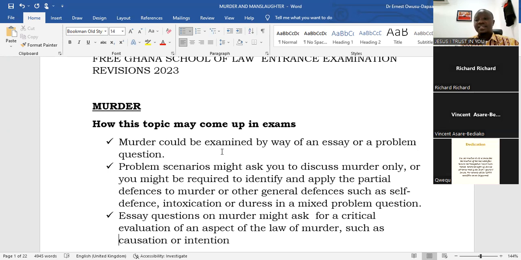Now, in terms of an essay type question relating to murder, you might be asked to do a critical evaluation of an aspect of the law of murder, maybe such as causation or intention. Or if your examiner wants to just test your general appreciation of the law, you could be asked to discuss whether you think that there are aspects of our law on murder which are unsatisfactory and need to be amended or reformed. So all those things are some of the possibilities.